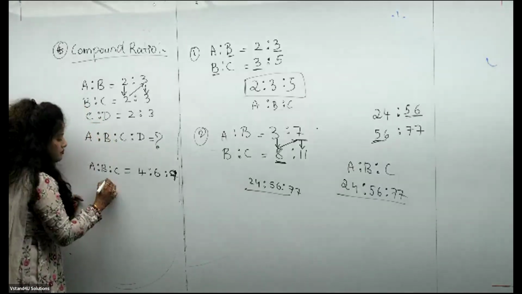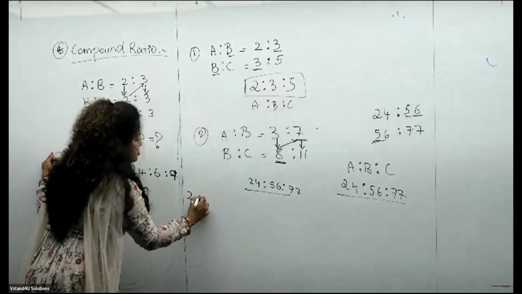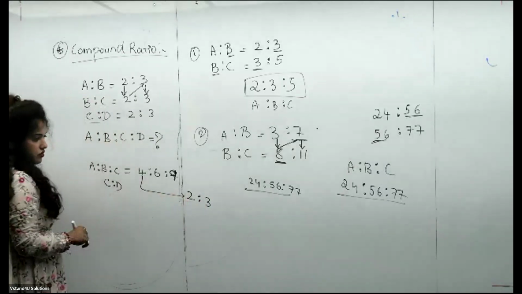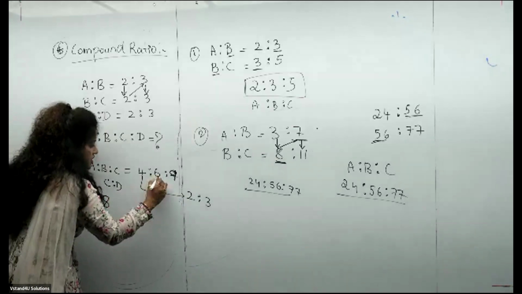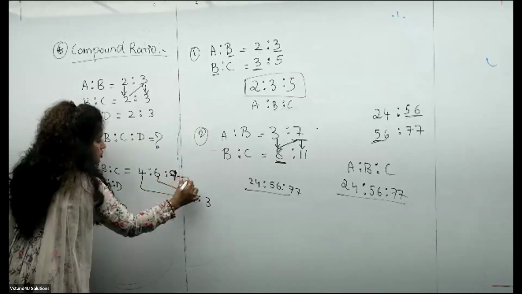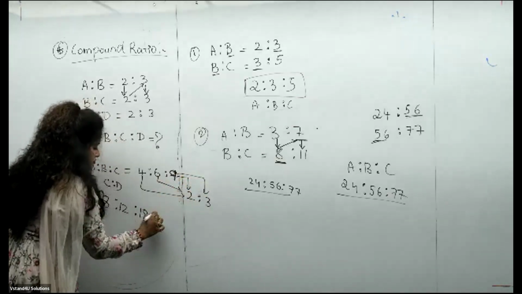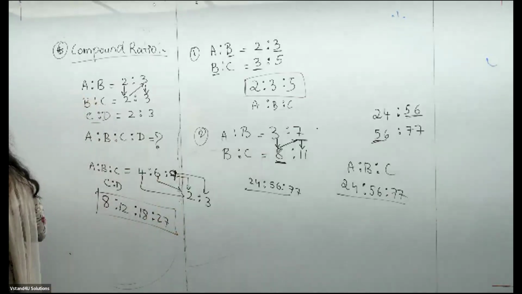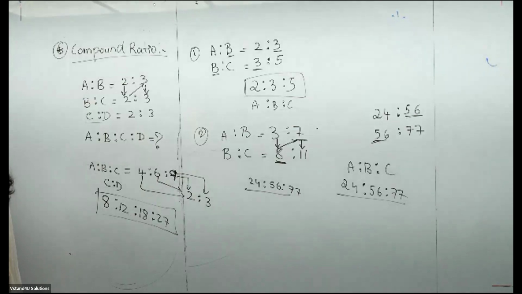C is to D. Yes. So now I'll take the values here, 2 is to 3. Correct? 4 into 2 is? 6 into 2 is? 9 into 2 is? 9 into 3 is? What is the ratio? 8 is to 12 is to 18 is to 27. Clear?